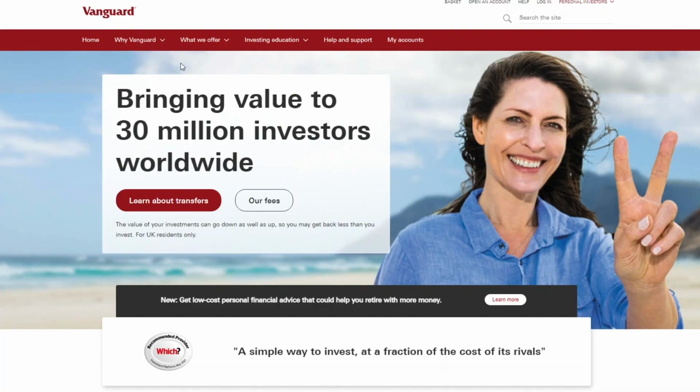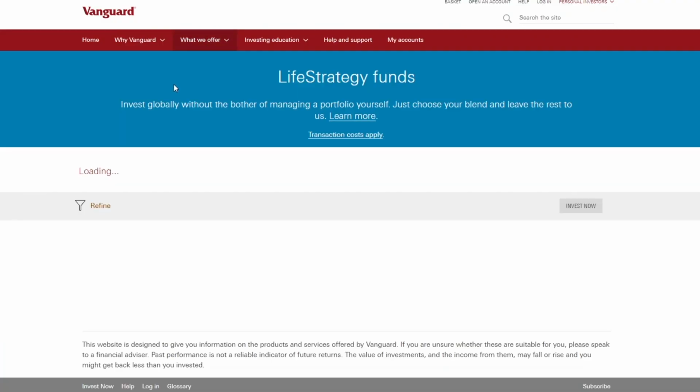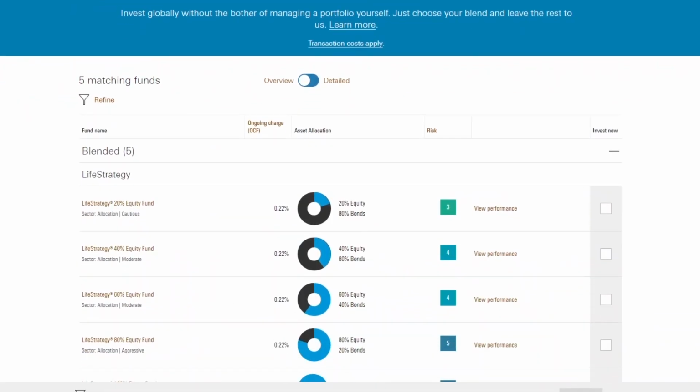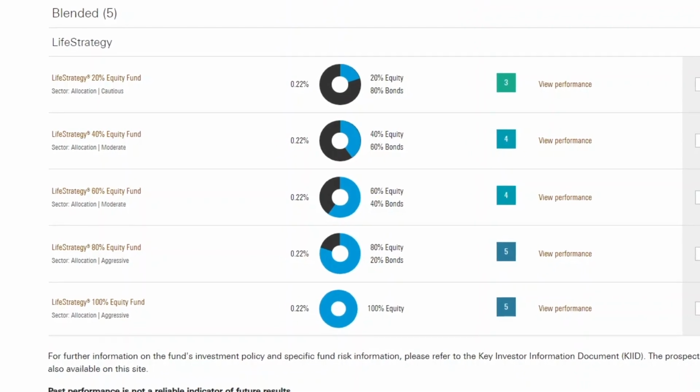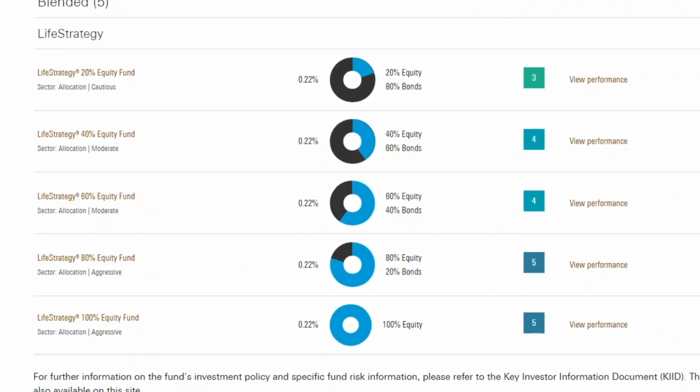First up, we have a LifeStrategy range, which is a great range of funds that are ideal for beginner investors. The range includes 5 funds, for LifeStrategy 20, 40, 60, 80 and 100 funds. The number in the title of a fund refers to the percentage of equities that fund invests in, with the rest being invested in bonds.